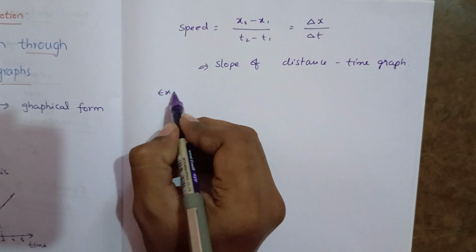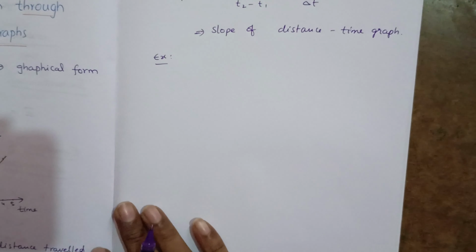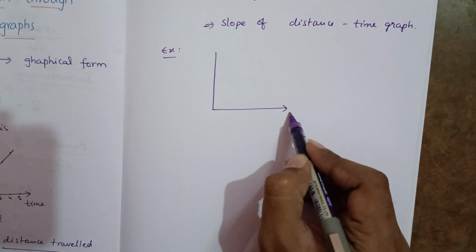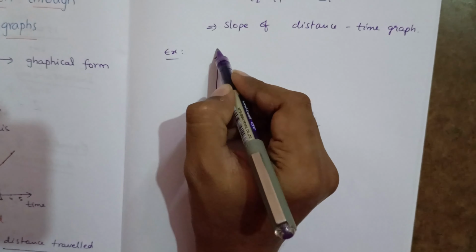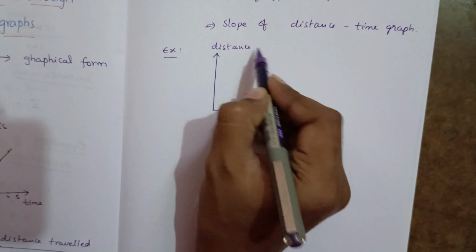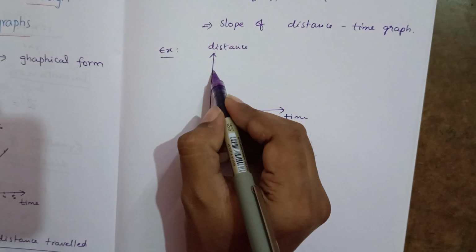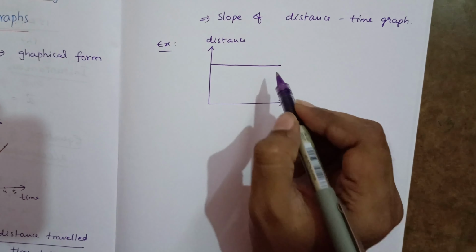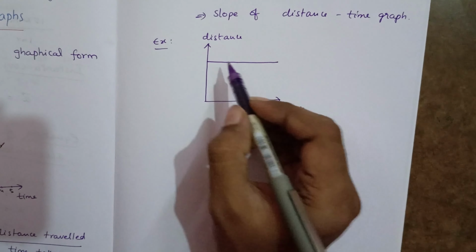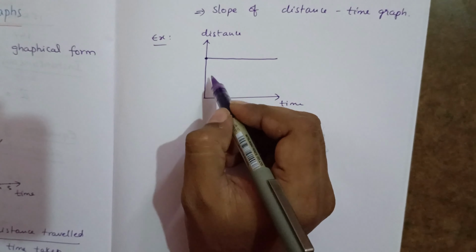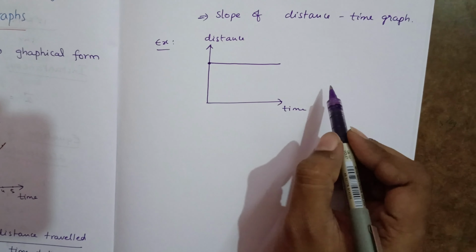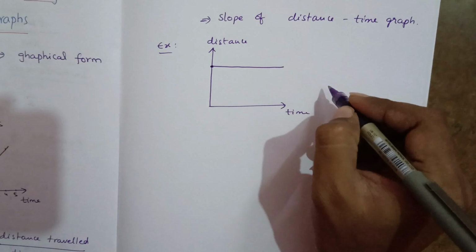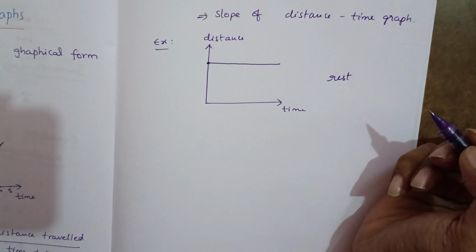Now we can see different situations and how the graph looks. If a distance time graph is given like this, a straight line parallel to the time axis, then on the y-axis there is no change, but on the x-axis change is there. That indicates that as time is going, the distance of the body does not change. So we can say this graph indicates the body is at rest.